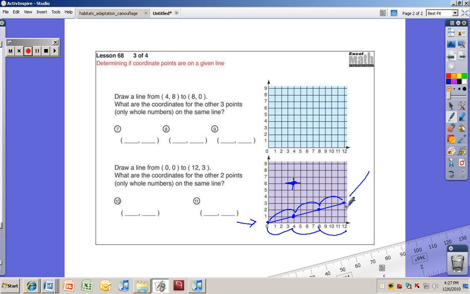Okay, so now I just have to name those points. The hard part is actually finding them. 4 up 1, and then this one is over here at 8 up 2.